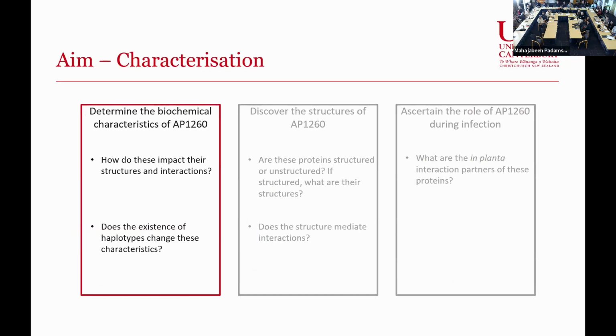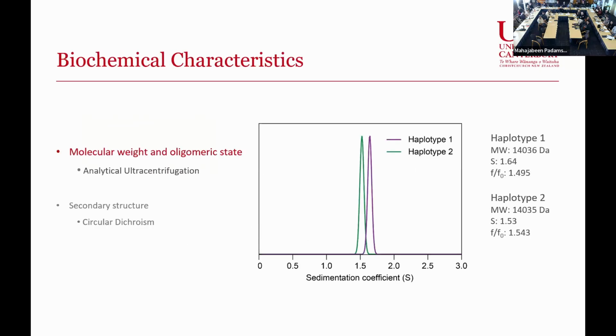So first of all, biochemical characteristics. We use this thing called analytical ultracentrifugation, which is where we spin the protein in solution at 250,000 times gravity. And what we can do is measure the absorbance as it sediments. So we can get a really good idea of its size and its shape. And what we see here is that the proteins are basically the exact same size, but they differ ever so slightly in their shape.